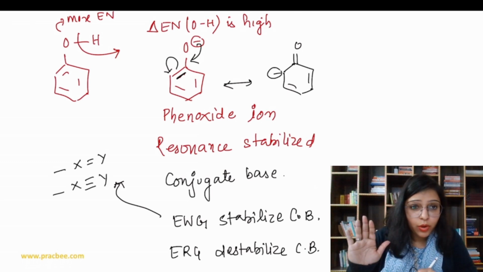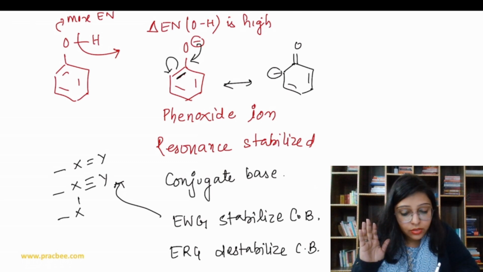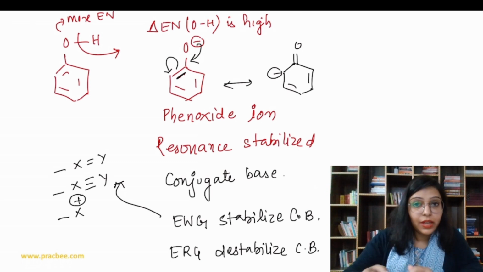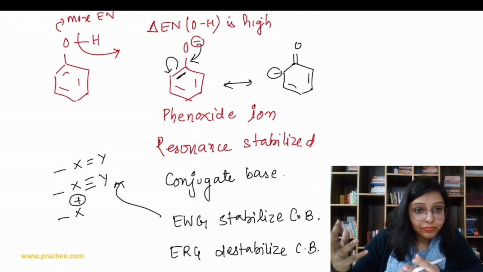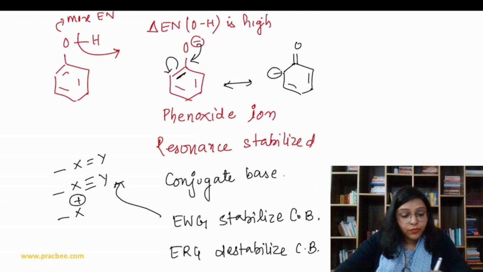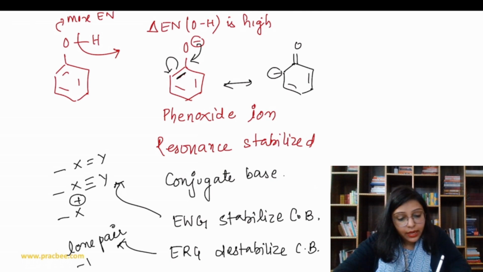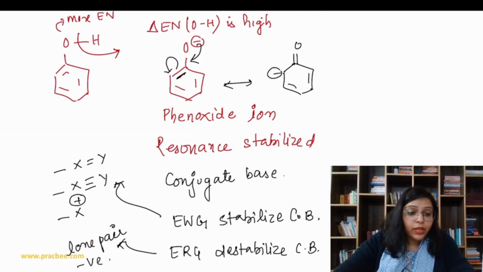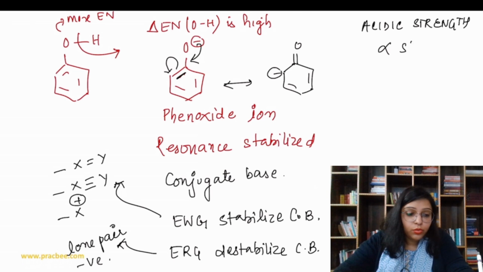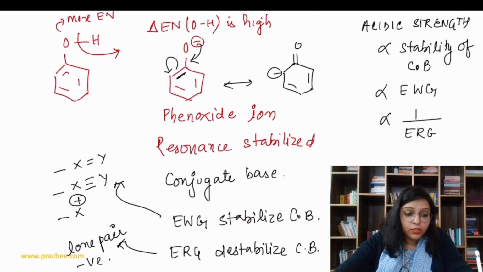Here you can take A double bond B, A triple bond B, right? So if you see these types of groups attached to a benzene ring or any other system, then they are going to be electron withdrawing groups. And for an electron releasing group, a lone pair should be present, and a negative charge should be present. Okay, so we can say that acidic strength is directly proportional to the stability of the conjugate base, which is directly proportional to the electron withdrawing groups and inversely proportional to electron releasing groups.